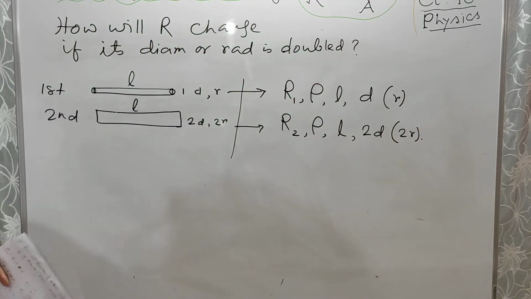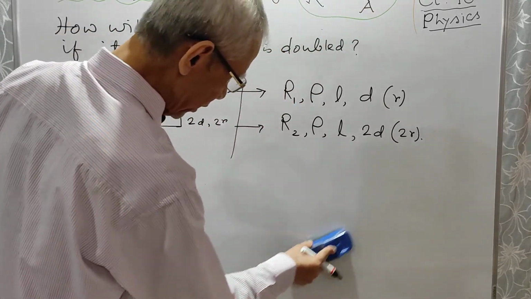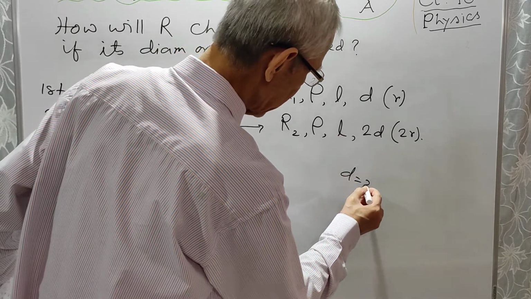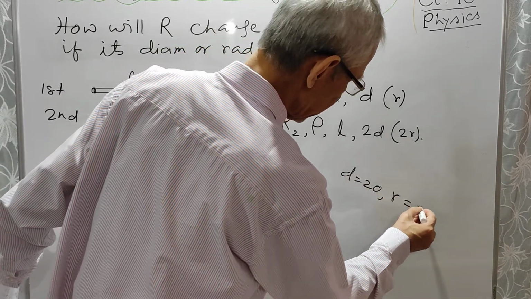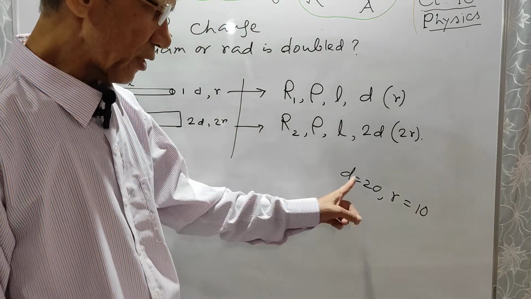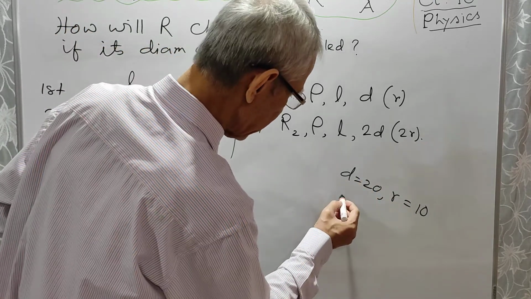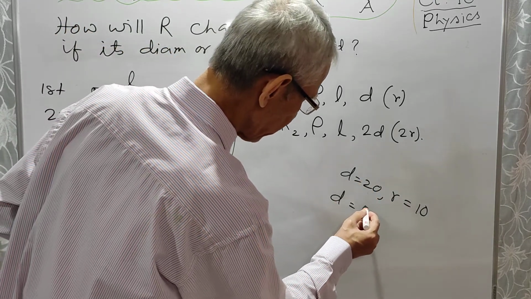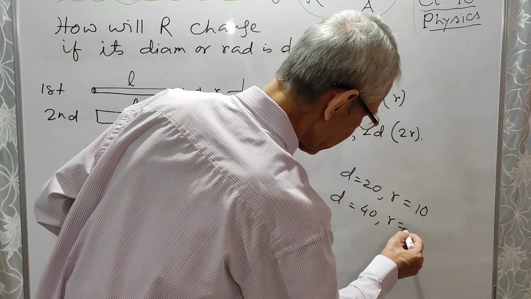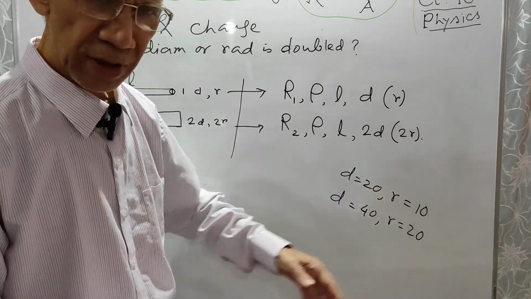Okay. I hope this point is clear. If diameter is double, radius will be double, isn't it? Suppose a wire has diameter 20, then what is its radius? 10. If a circle has diameter 20, its radius will be 10. And if diameter is doubled, that means new diameter is, suppose, 40. And what will be the new radius? 20. Isn't it? So when diameter is doubled, radius is also doubled.